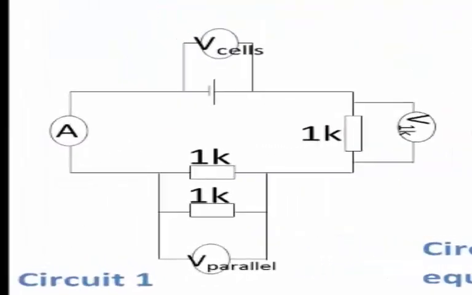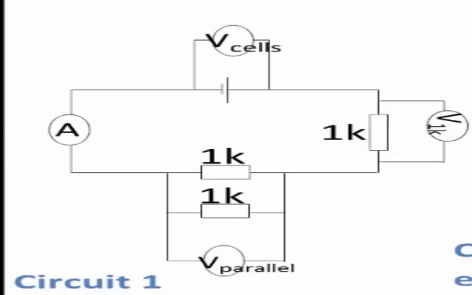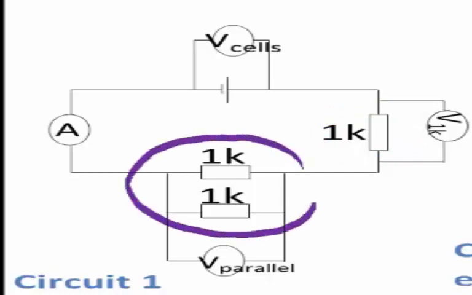So let's get back to the circuit that we're going to use in this particular practical. We're going to have a battery, and it will be connected to a 1K resistor which is in the main part of the circuit, and that will be connected to two 1K resistors in parallel with one another. And it's that parallel section that we're really interested in.